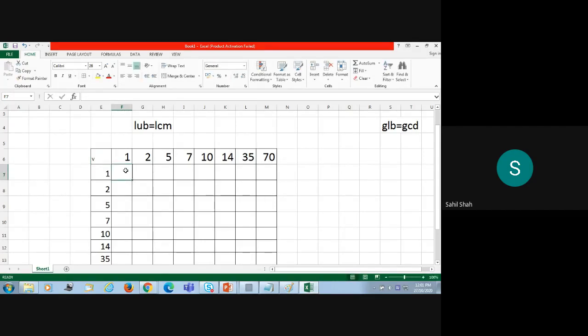1, 1. What is the LCM of 1, 1? 1. What is the LCM of 1, 2? Least common multiple of 1, 2? 2. Least common multiple of 1, 5? 5. 1, 7, 7. 1, 10, 10. 1, 14, 14. 1, 35, 35. 1, 70, 70. Least common multiple I am talking about.